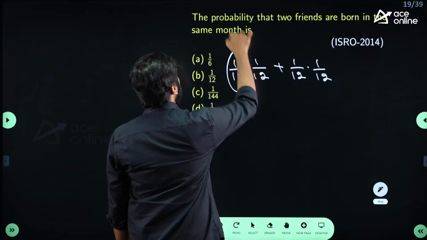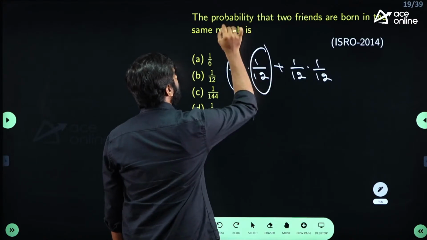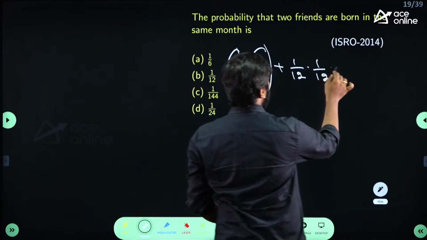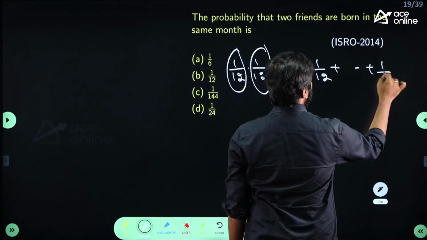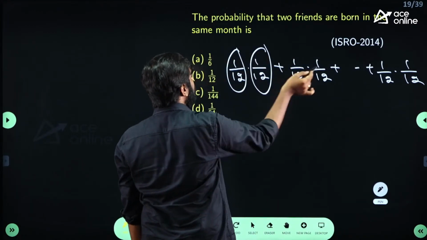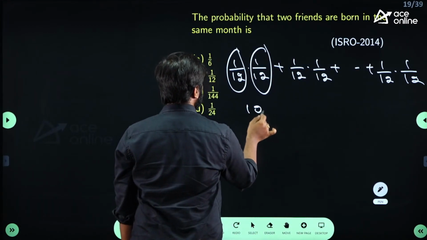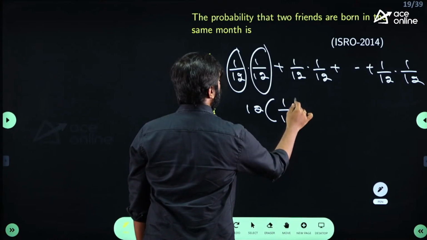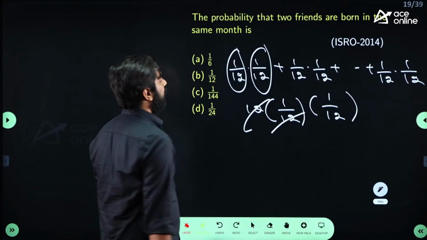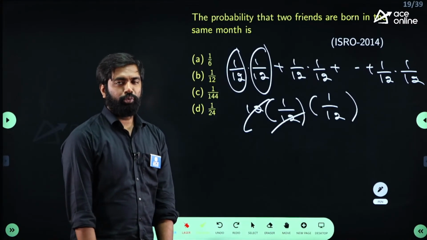This is the probability of the first friend, and this is the probability of the second friend. This is January, this is February, and so on up to December. So 1 by 12 into 1 by 12, the same term repeating 12 times. So you can write this as 12 into 1 by 12 into 1 by 12. There is a cancellation and the answer is 1 by 12.